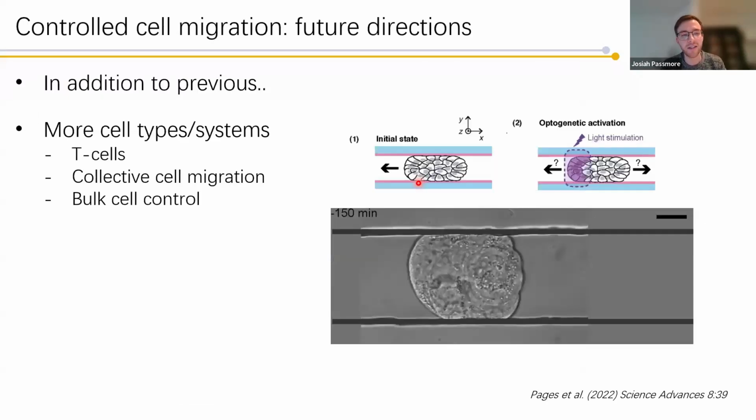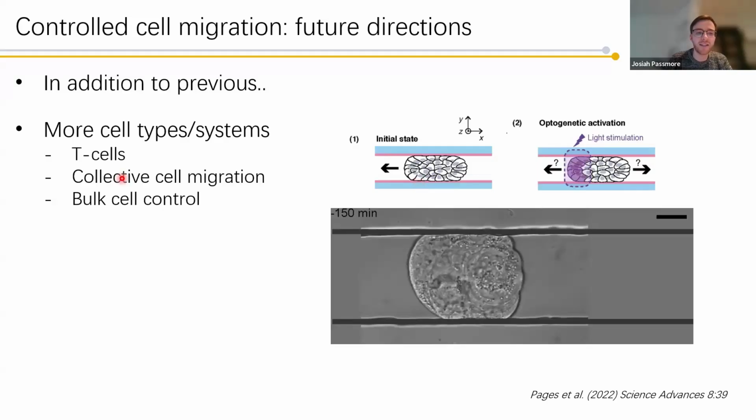So in addition to all of the previous directions that we're working on, I'm also interested in expanding this to more different cell types and systems. So we have some collaborations set up for controlling T cells. In particular, interested in controlling T cells to tumors, and then looking at the navigation of T cells around these types of cancer tumor organoids.